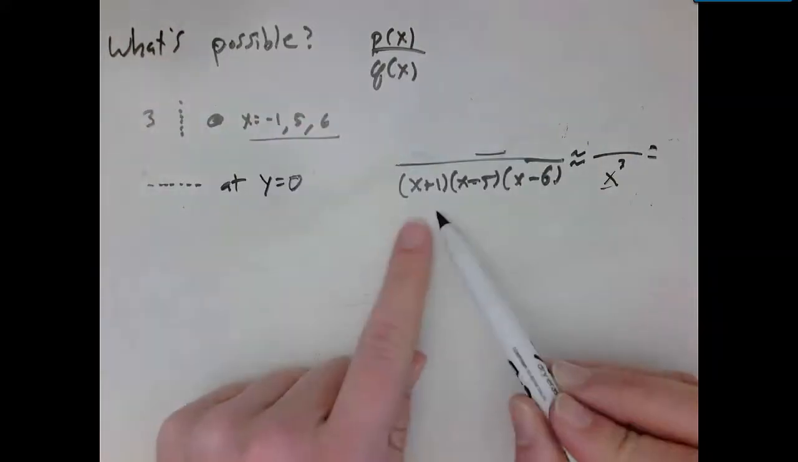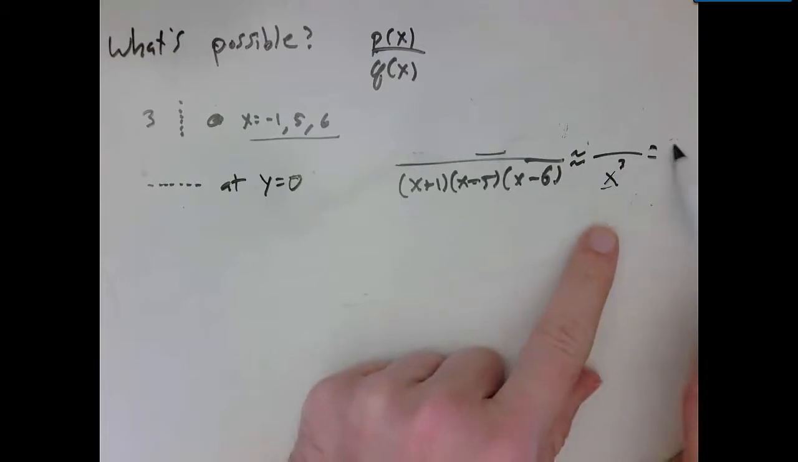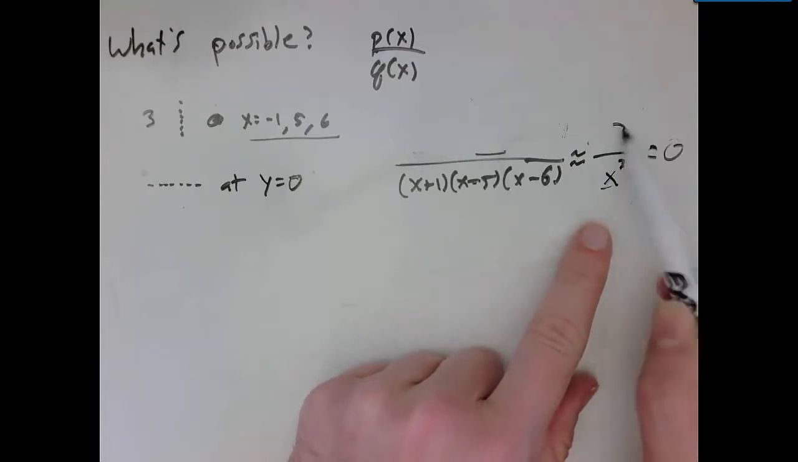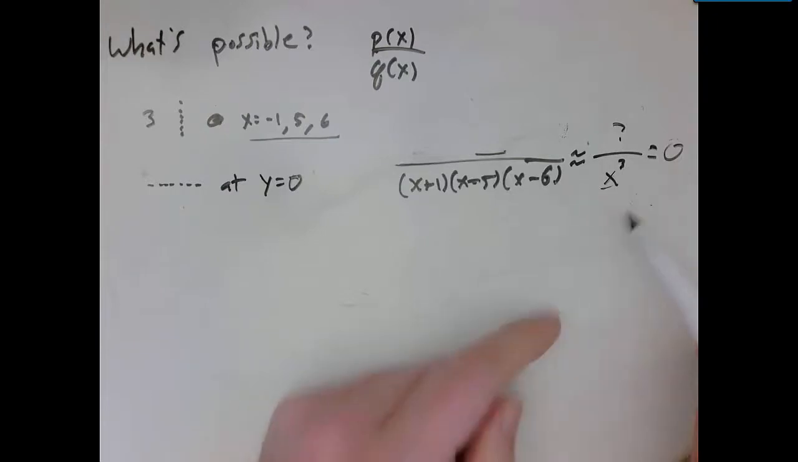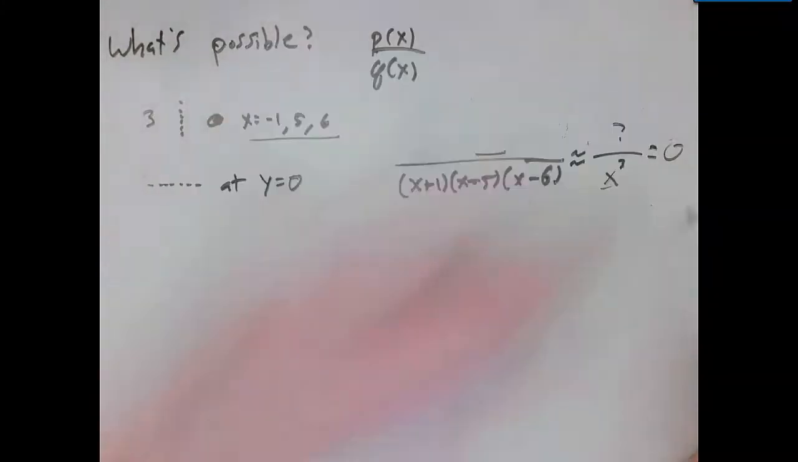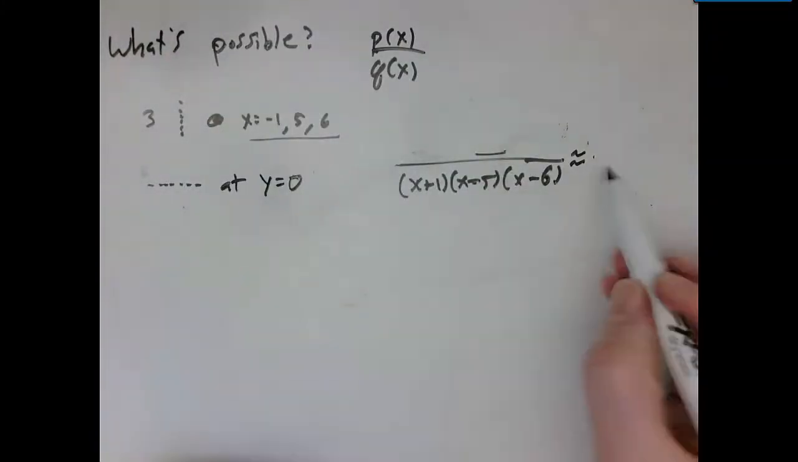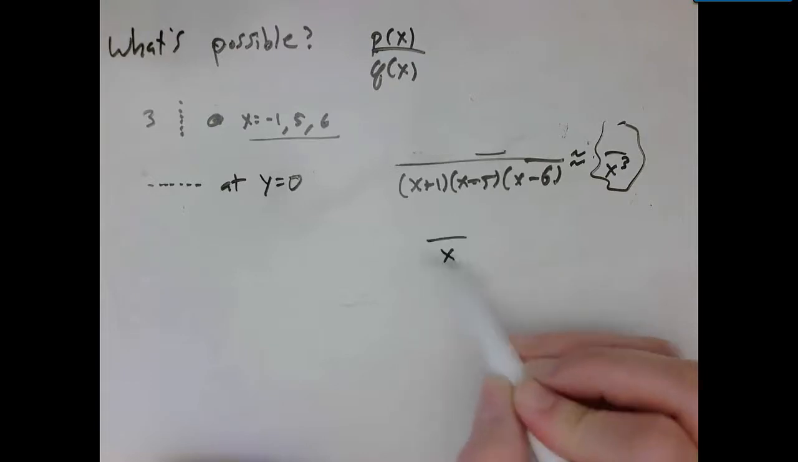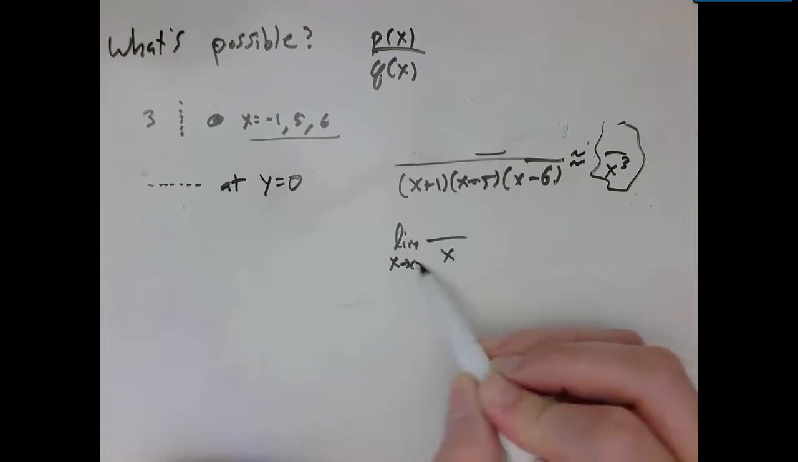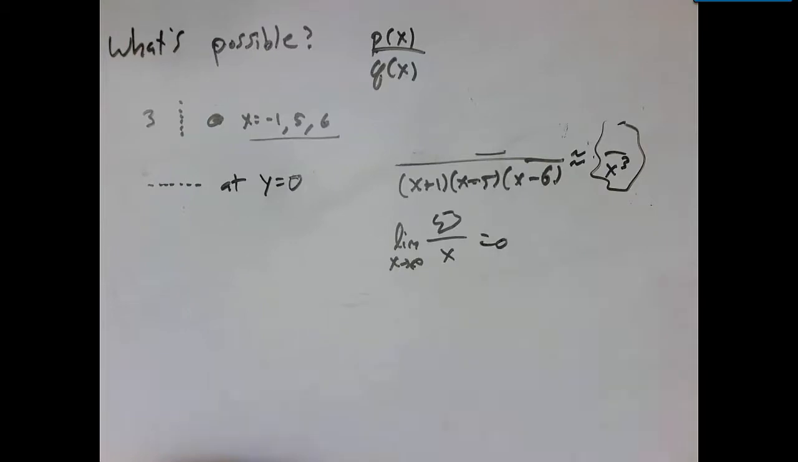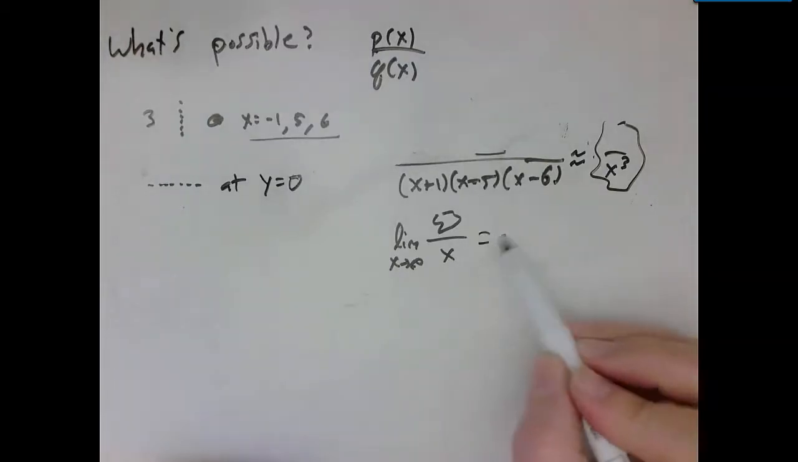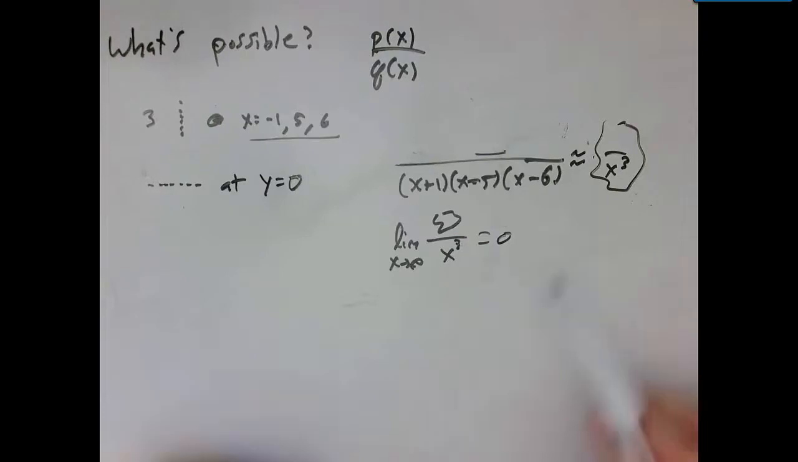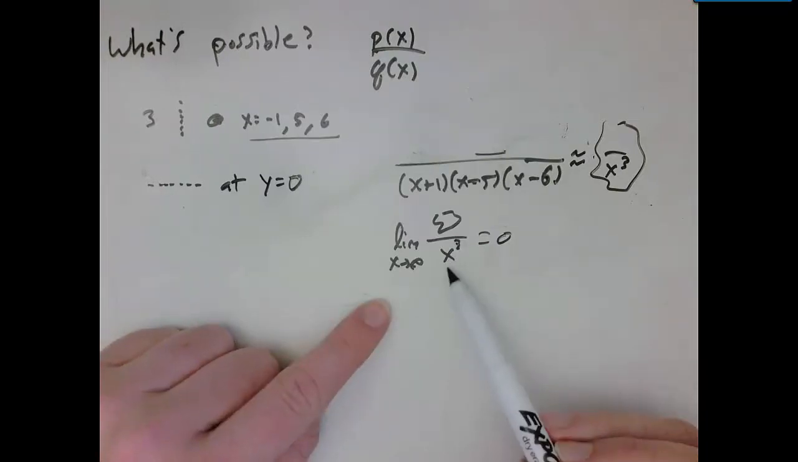I know that my denominator has a dominating term of x cubed. I want this to simplify to be 0. So what could go in the numerator such that this simplifies to be 0 as x approaches infinity? So let's add a limit in there. So this is going to be approximately equal to something where that same something as x approaches infinity is going to equal 0. Okay, so again, what could go in the numerator so that this approaches 0?